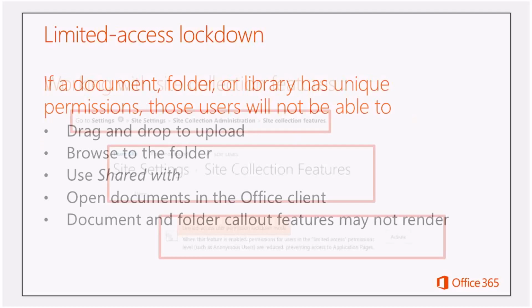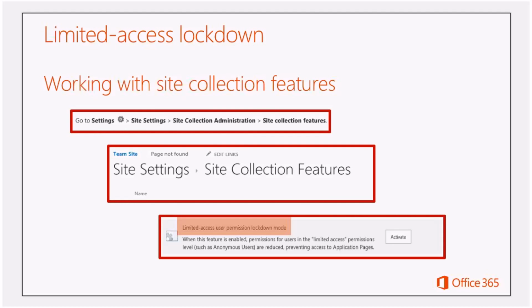So how do you work around this issue? Well, you just need to be aware that if that limited access user permission lockdown mode is activated, those are some of the symptoms that you might expect to see. How do you get to that? If you haven't played with this before, you go to your settings gear up on the top of your page inside of Internet Explorer or whatever browser you're using. Go to Site Settings, Site Collection Administration, and Site Collection Features. And among those listed, you'll find Limited Access User Permission Lockdown Mode.